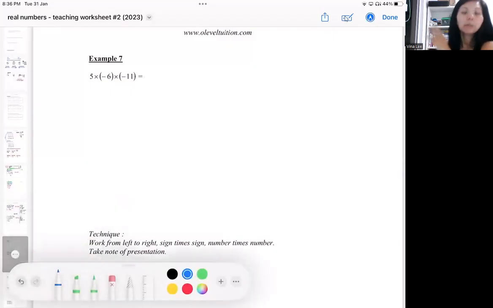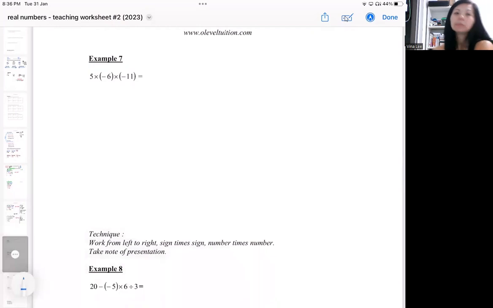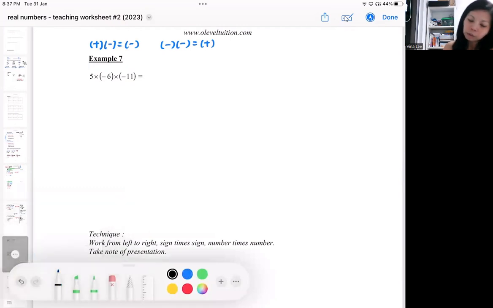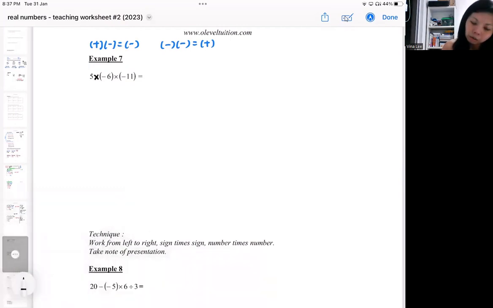Okay, let's carry on with more examples. So your BODMAS rule and the rules that you just learned: positive and negative become negative, double negative becomes positive, and subsequently all the BODMAS rule. Okay, so if you look at example 7, all are multiplication.